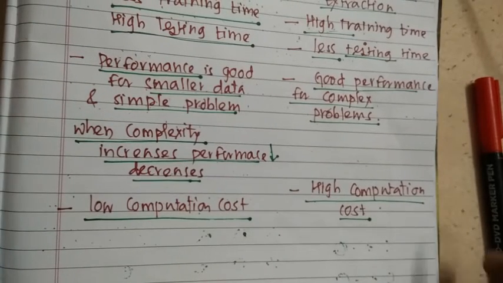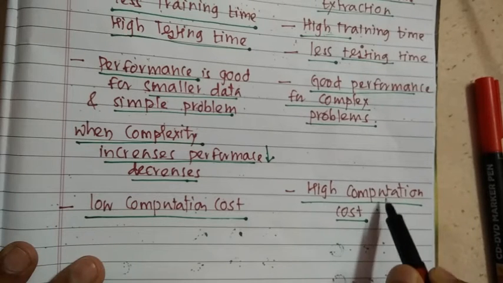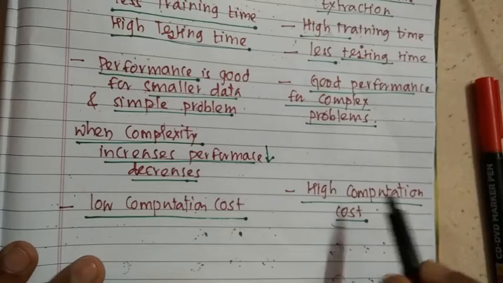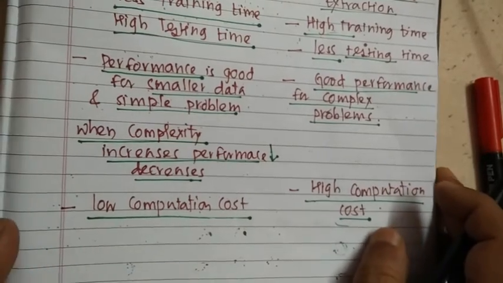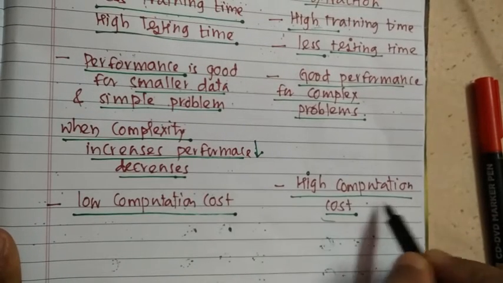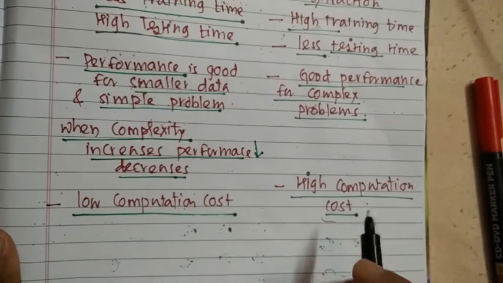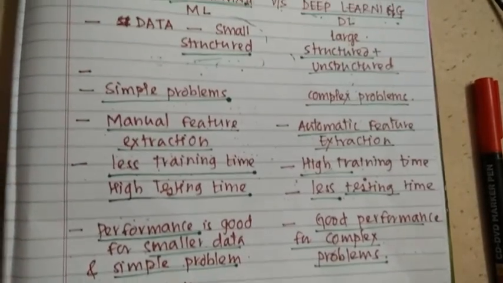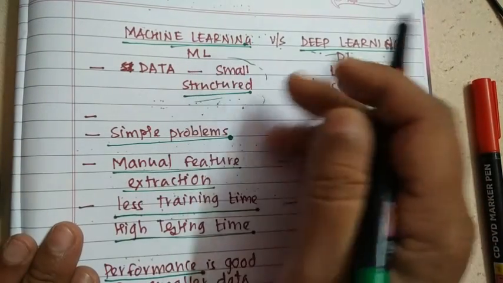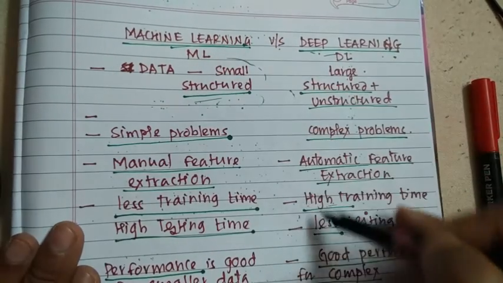So if you want to go for complex or large amounts of data, we can use deep learning. We cannot use deep learning for simpler data because the computational cost is very high, so there we go for machine learning. So yes, we can say deep learning is a subset of machine learning, but it is an advanced machine learning technique.